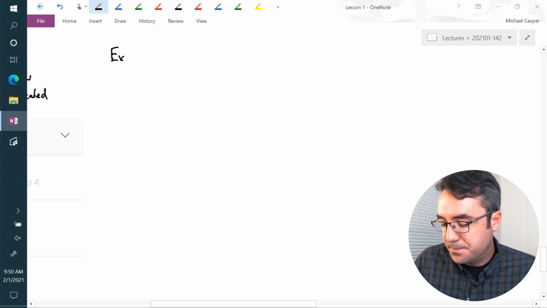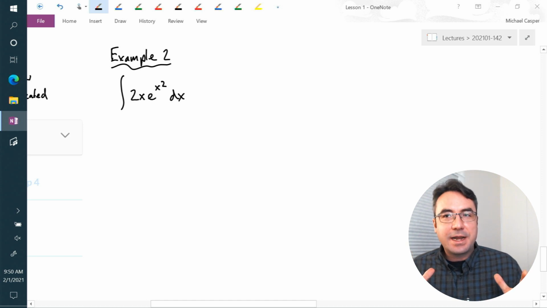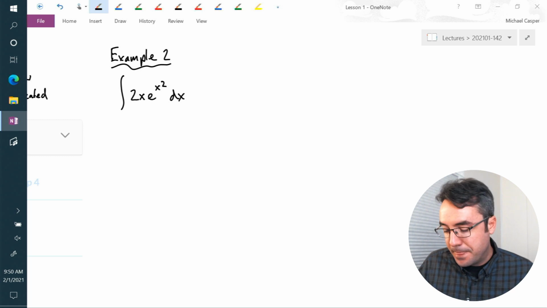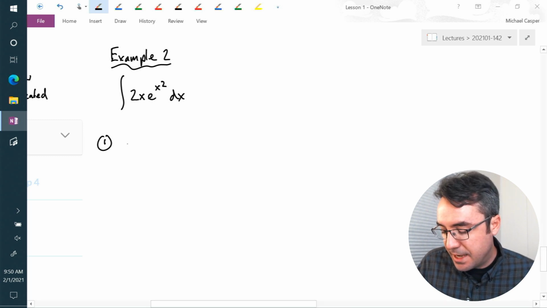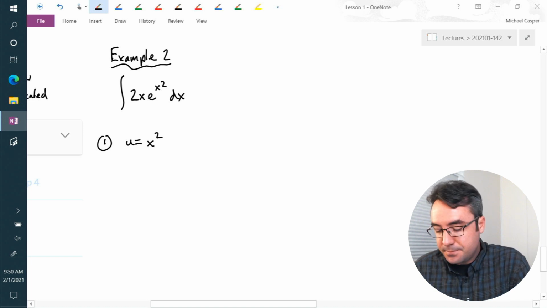So example 2. We're doing this one for real now. Integral of 2x e to the x squared dx. We've identified our complicated piece. It's the exponential part, e to the x squared. And step 1, we're saying we're going to let u equal the term that's in the exponent, x squared.